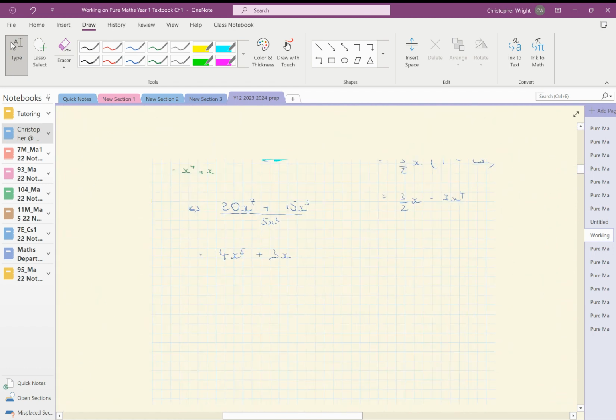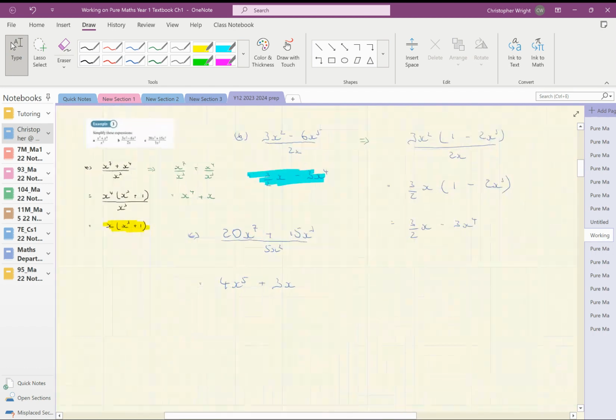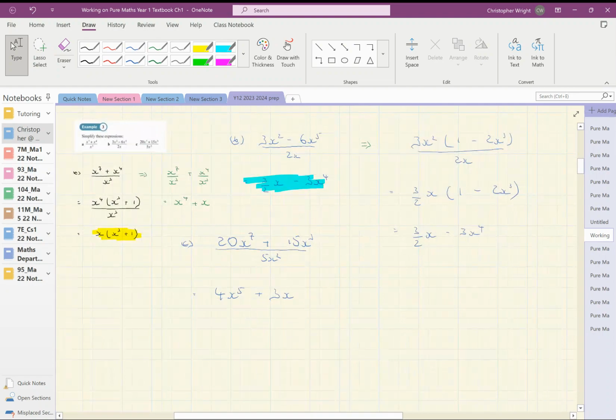So there's my answer for part C. Okay, and that's example 2. So example 3 completed.